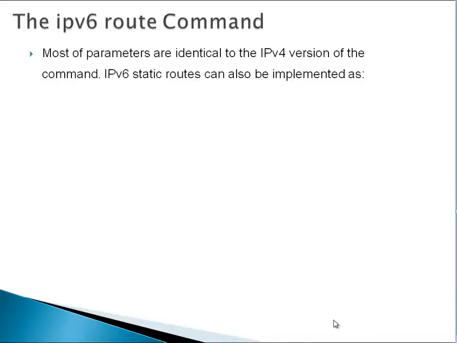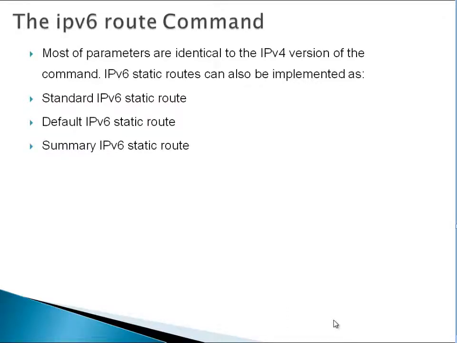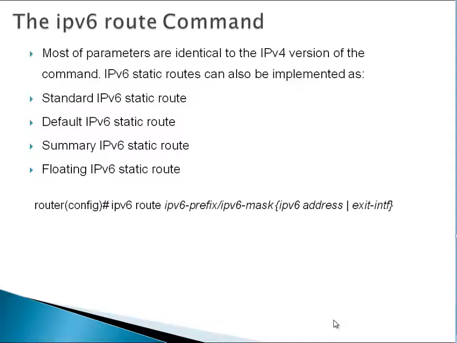For the IPv6 route commands, most parameters are identical to the IPv4 version of the commands. IPv6 static routes can also be implemented as a standard IPv6 static route, default IPv6 static route, summary IPv6 static route, and a floating IPv6 static route. The command starts, in global configuration mode, with ipv6 route, and the prefix, the destination network and the prefix length, then the IPv6 address, the neighbor's address, or your exit interface.